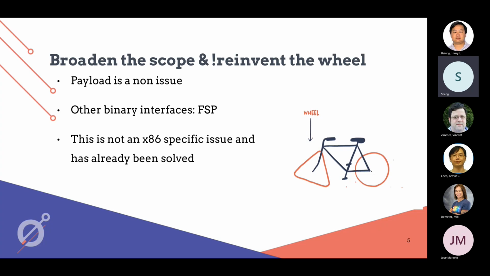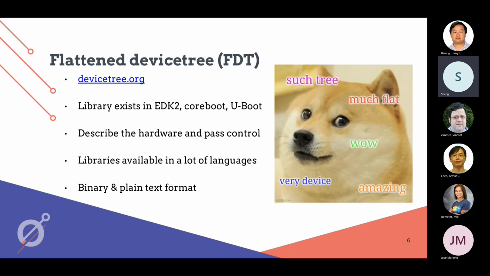Because despite a lot of noise, FSP is still a great invention in the way that it helps people to load and integrate the Intel platform in a much easier manner. This is also not an x86 specific issue and has already been resolved, like what I mentioned before. So we do not want to reinvent the wheel with heavy introduction costs. So here we go.